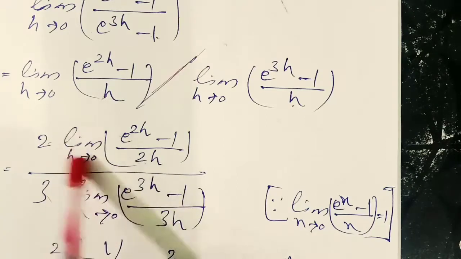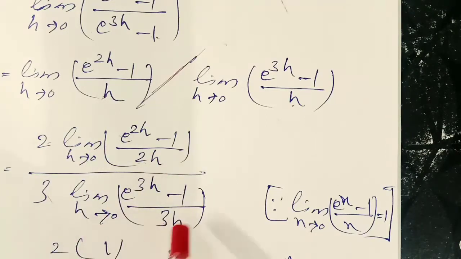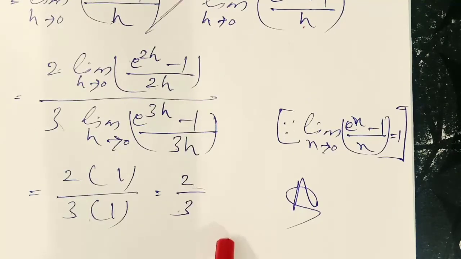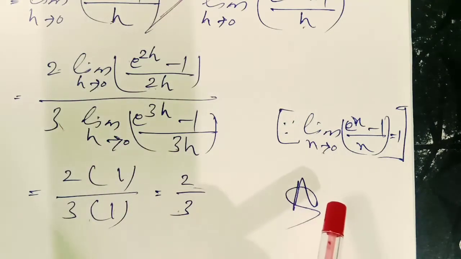Now this is coming 2 into 1, denominator 3 into 1. What is the answer? The last answer is 2 by 3. I hope you are able to understand the number 4 second part. Let us go to the next part of number 4.